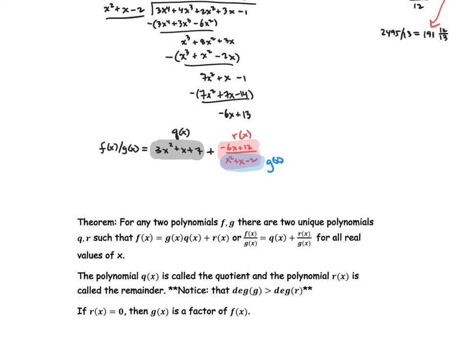If I divided, for example, 20 into 10,000, right? I would get 500 with a remainder of 0, right? So 20 is a factor of 10,000. Likewise, if I get a remainder of 0, g of x would then be a factor of f of x. All right, let's continue and look at some more.